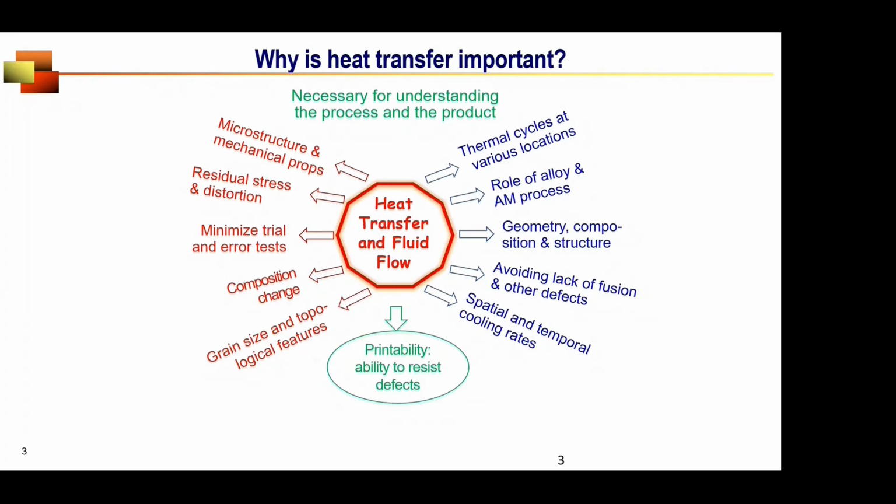If you take all of these and add them up, we can use a parameter called printability, that is its ability to resist defects and to make sound parts with good microstructures and properties. So the ones that are in red colored items on the left are still developing, and the ones on the right we have a better handle on. Many groups all over the world are working on this, and we have made more progress on understanding of all of these things. So we understand that heat transfer is important.